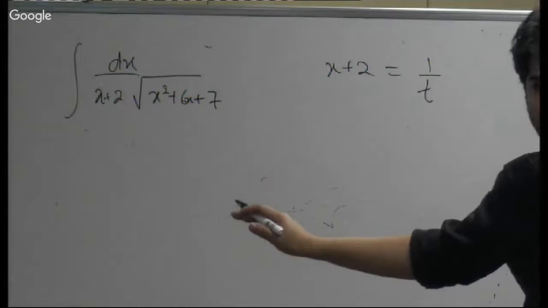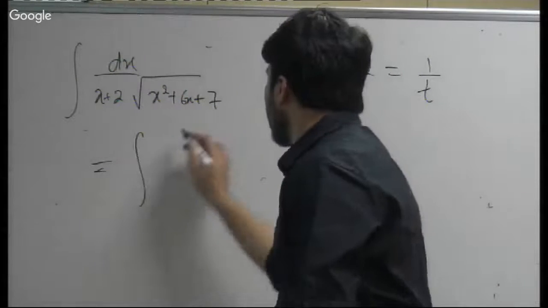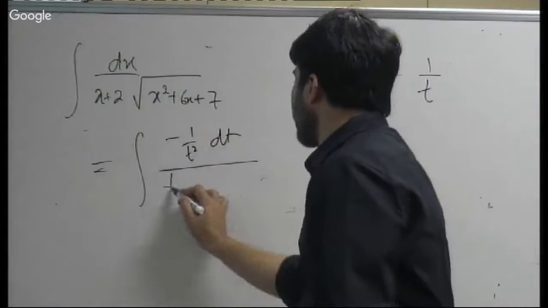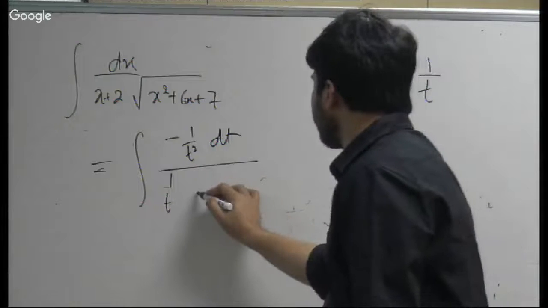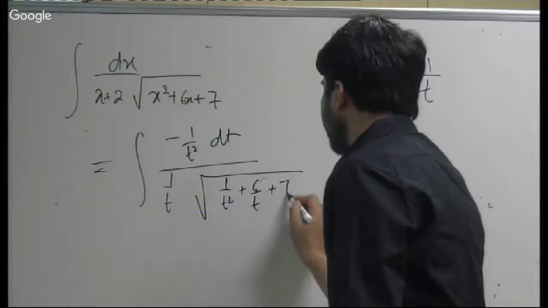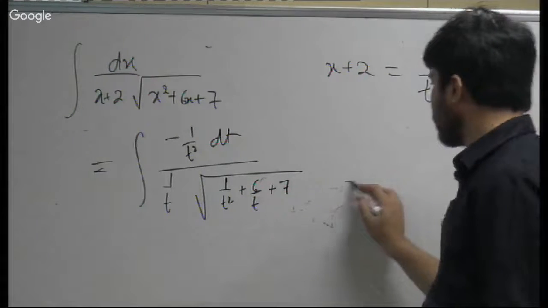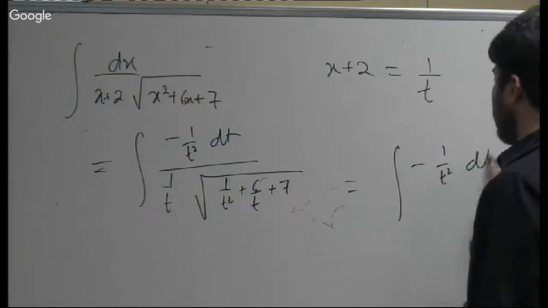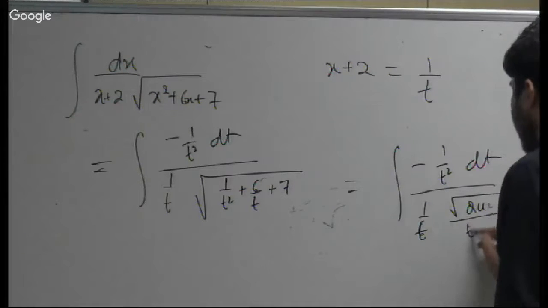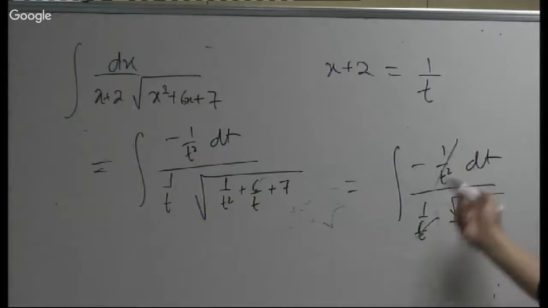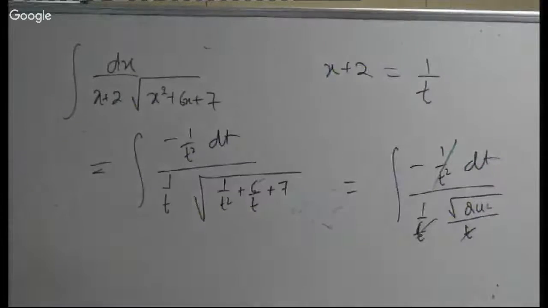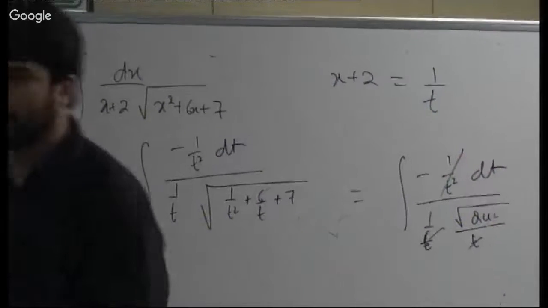You understood or not understood? I'll just show you. dx will become minus 1 by t square dt, and x plus 2 will become 1 by t, and this will become 1 by t square plus 6 by t plus 7. Finally, it will become minus 1 by t square dt into 1 by t into some quadratic expression upon t. I can handle this, right? So whenever you see linear into under root quadratic, replace linear by 1 by t.